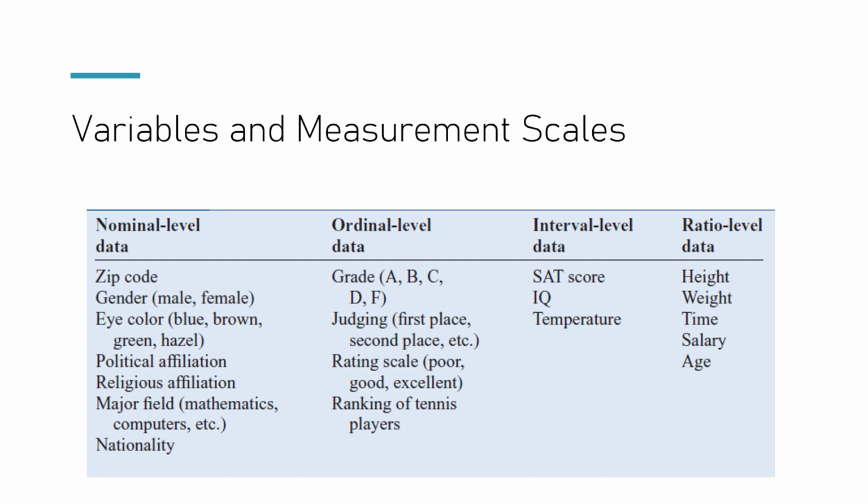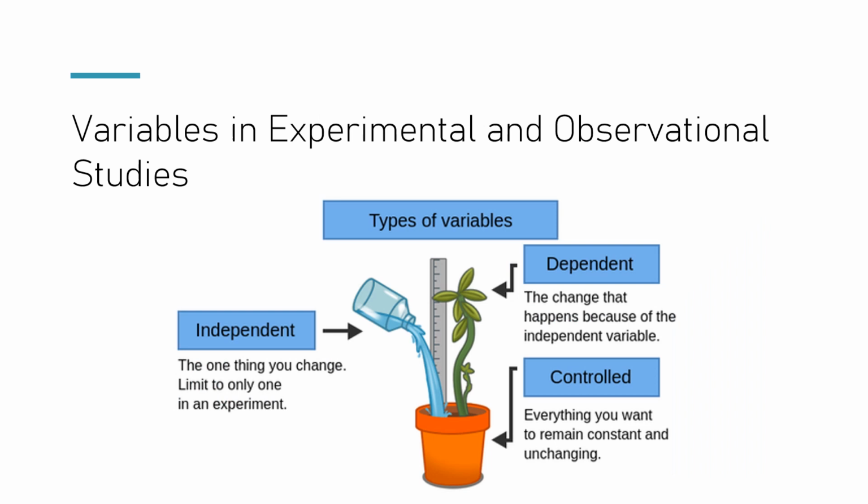Ratio level, where 0 means nothing. So height of 0 means there is no person, or height doesn't exist. 0 time doesn't exist. 0 salary means no salary. 0 age means 0 age. So those are ratio level data.